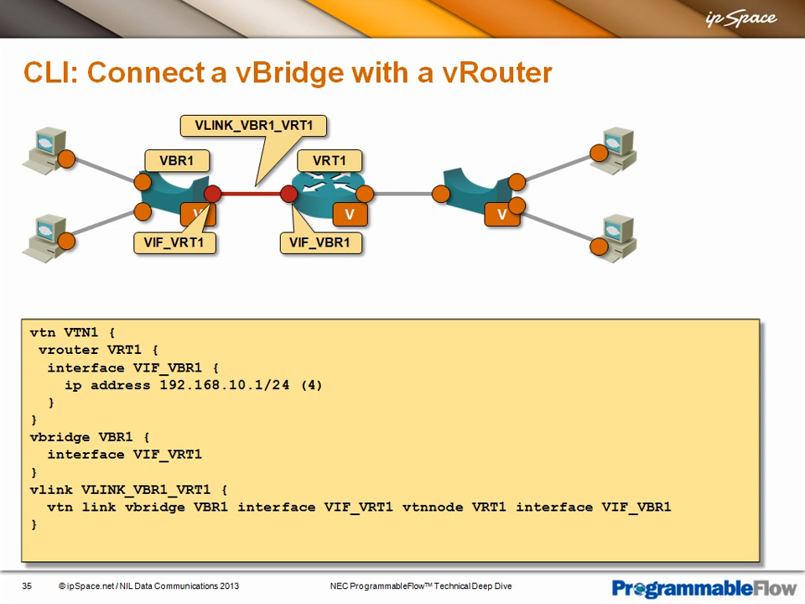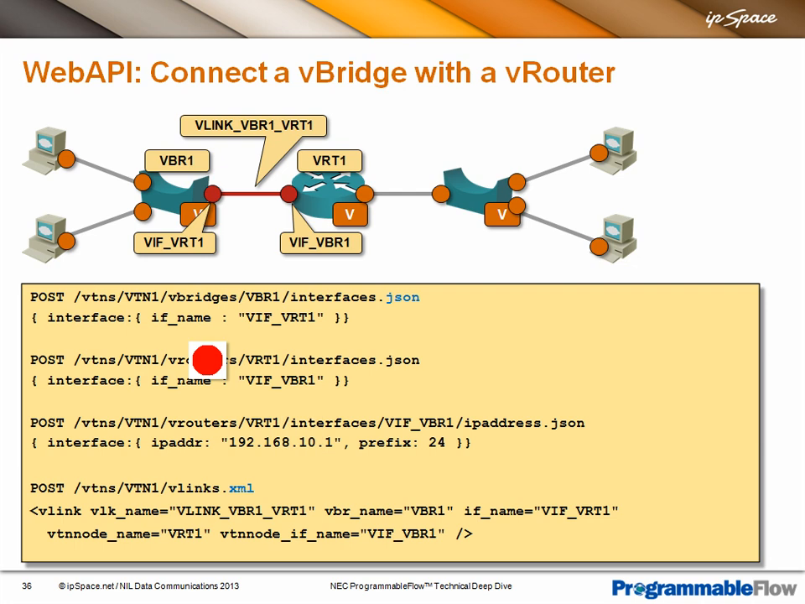So here are a few CLI examples. How do I connect a virtual bridge with a router? First, I start the definition of a virtual tenant network, and then I start the definition of virtual router. I have an interface here with an IP address. Then I have a virtual bridge, which has another interface, and then I have a virtual link, which links this interface on this bridge with this interface on the router. And so on. You configure the virtual tenant network, let's say in this case, through the CLI.